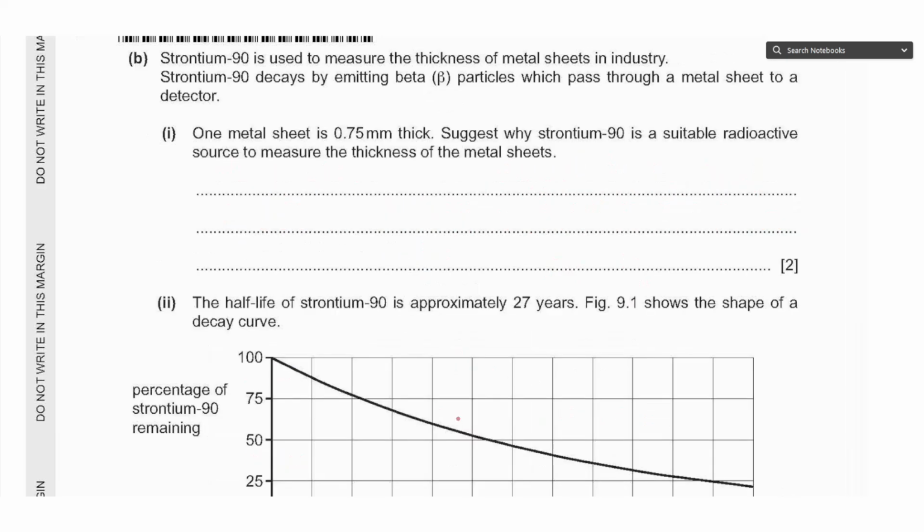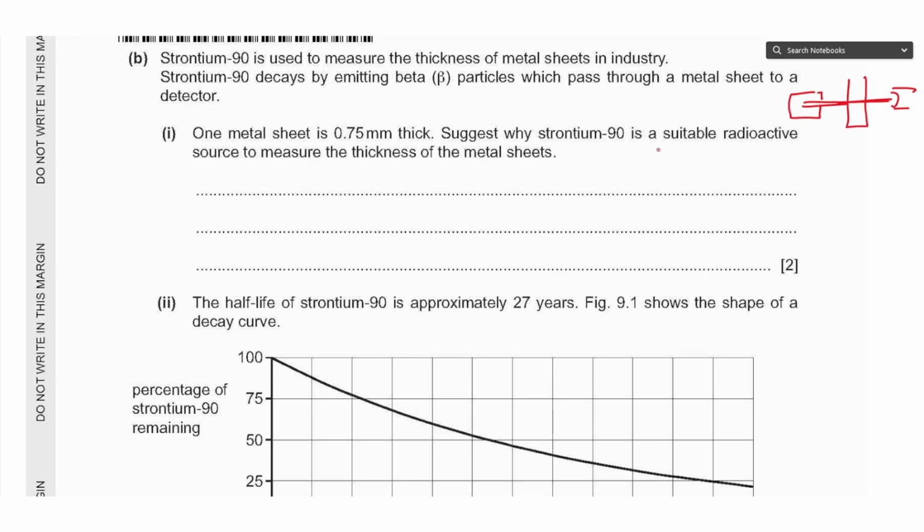Part B says strontium-90 is used to measure the thickness of metal sheets in industry. Strontium-90 decays by beta emission, which passes through a metal sheet to a detector. So we have a source of radiation here that emits beta particles, and we have a thick sheet or thin sheet of a metal and a detector on the other side, and it detects the amount of beta particles that can go through the sheet. Part I says one metal sheet is 0.75 millimeters thick.